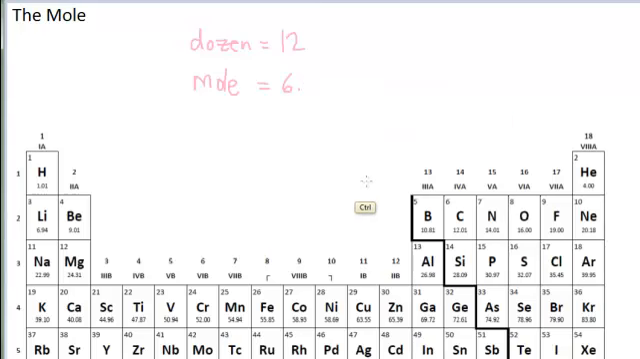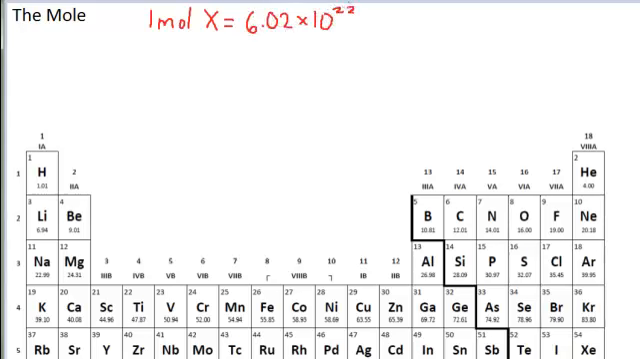So let's work a problem. I'm going to write that equivalence up here so that we have it handy. I'm going to write 1 mole of X, because X can be anything, equals 6.02 times 10 to the 23rd of those X's. Usually we're talking about atoms when we talk about the mole, but we can be talking about bicycles, we can be talking about elephants, we can be talking about pencils. That part doesn't matter.